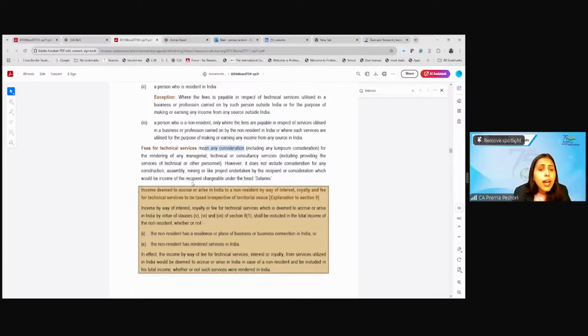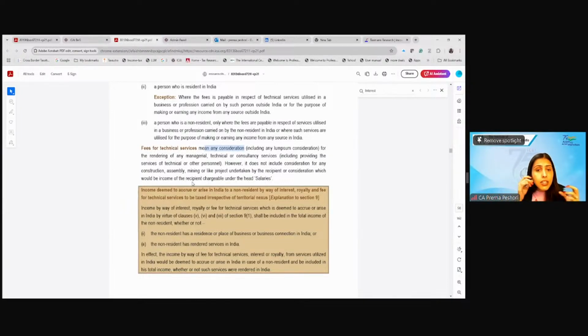Now, what is the meaning of managerial, technical or consultancy? Managerial means any kind of services in relation to providing management services, managing the business, managing the board. That is the managing service. Consultancy is any kind of professional advice. Then what is technical? The Supreme Court in the Bharti Airtel case has held that the word technical derives its meaning from the words managerial and consultancy, from the neighboring words, which means the word derives its meaning or color from the neighboring words.